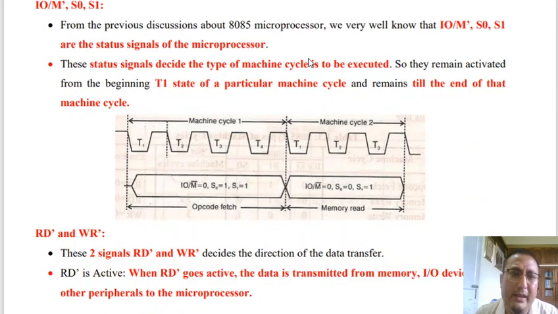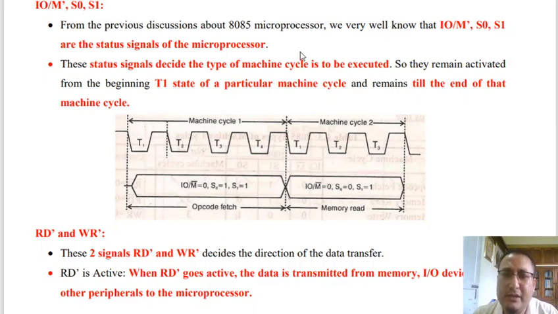We have IO/M bar, S0 and S1. As we discussed in the previous class, IO/M bar represents whether you are performing an IO operation or a memory operation. Whenever this signal is 1, it implies that you are performing an IO operation, and whenever this signal is 0, it implies you are performing a memory operation.